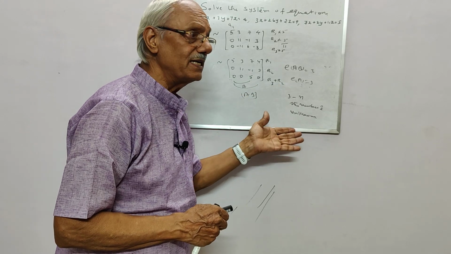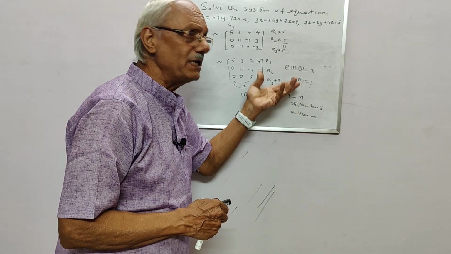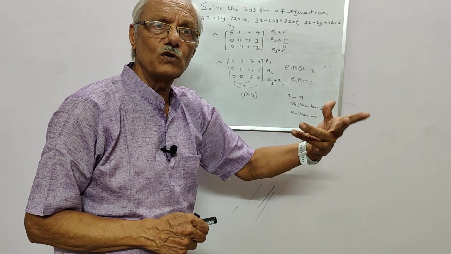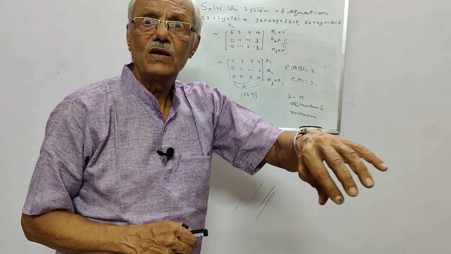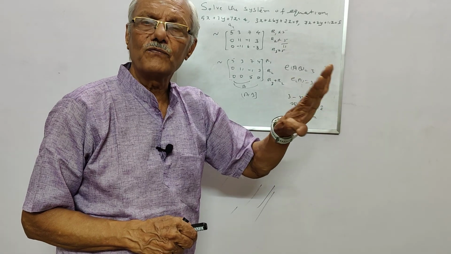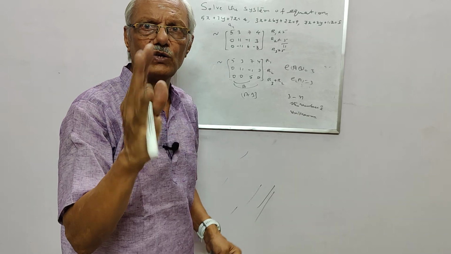But in this particular case, it abides by the rule that if the rank of A is equal to 3 and the rank of the augmented matrix AB is also equal to 3, which is also equal to the number of unknowns, then the solution is finite and definite. That is, it is unique. Now let us see whether they are unique or not.